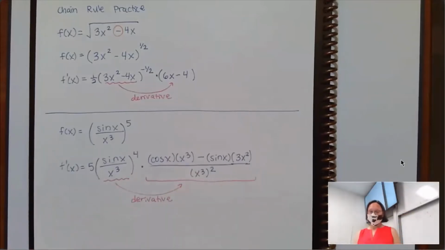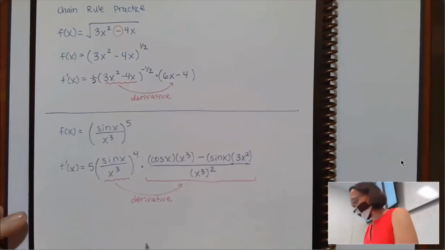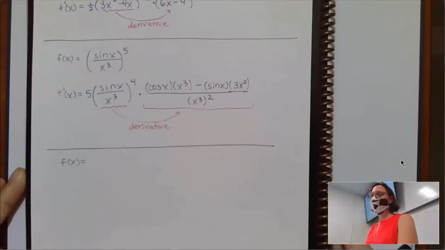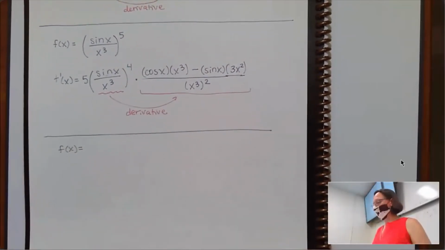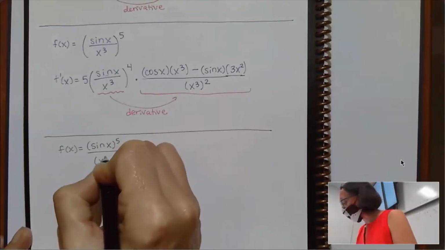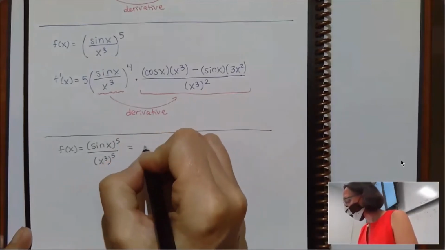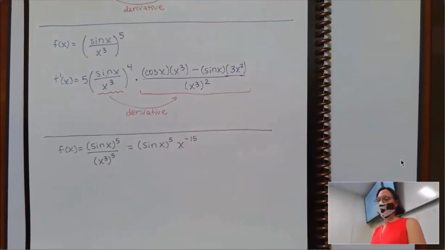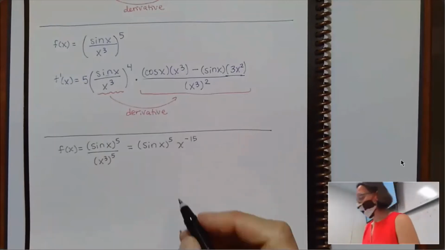There are alternatives to doing it that way. One possible alternative would be to look at that original function and instead say, oh, I can distribute that 5th power. So that could be sine of x to the 5th power divided by x cubed to the 5th power. And I could rewrite that as sine of x to the 5th times x to the negative 15th. I don't know that that's necessarily any better. But if I had done it that way, now I'm looking at a product rule.